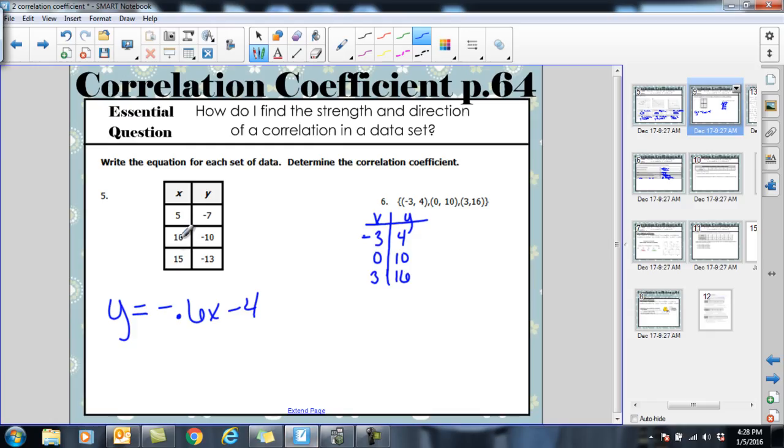Oh, we forgot to write something down. The correlation coefficient for this one, number 5, was -1, which means it's a very strong correlation. As a matter of fact, it's perfect. So now we're going to find the equation for this one.